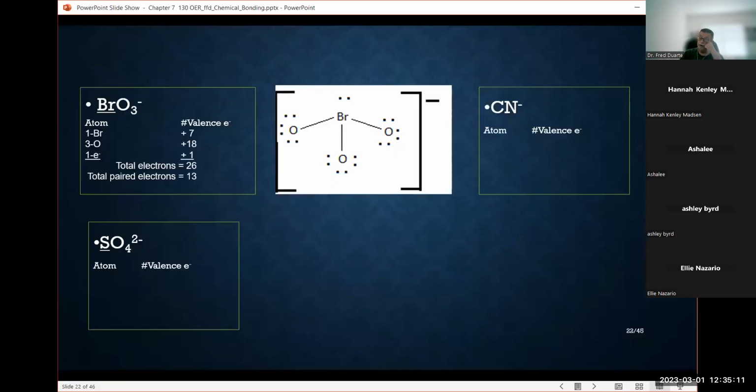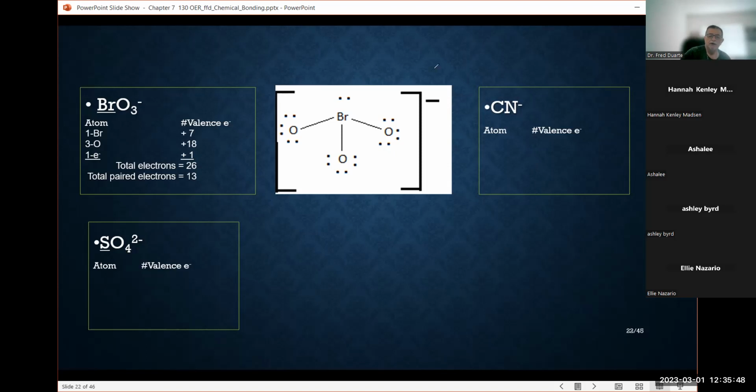Again, the brackets are used only for polyatomic ions. And the charges on these polyatomic ions are distributed throughout the whole molecule. They're not sitting in one particular spot. And so to show that it's a polyatomic ion with the charge being distributed, a bracket is placed around it, and we put the charge up in the upper right corner.